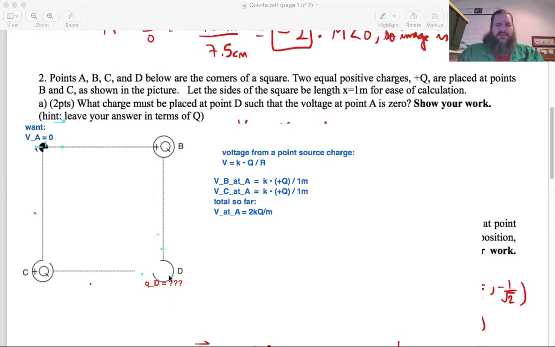So we're gonna need to put in some extra charge at location D to balance that out. So let's say voltage from D at A equals K times, we don't know the charge at D, so we'll just write that as QD, divided by, and what's the distance there? How far is charge D from the point we care about? If you use the Pythagorean theorem, it should be radical two. Yeah, because we've got 1 meter, 1 meter, square both of those and together take the square root. And yes, we get square root of 2 meters. So fill that in.